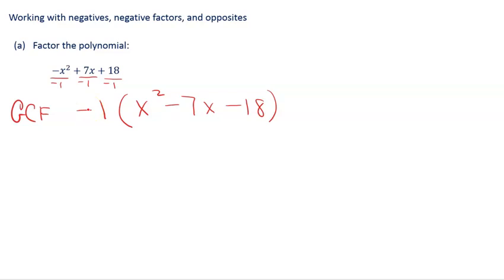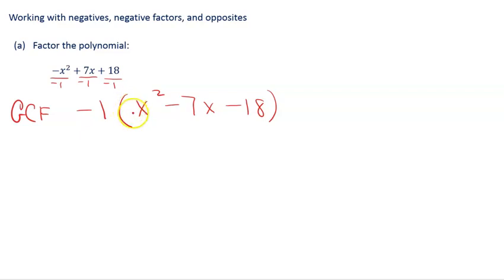Now, y'all, the basic thing that happens is when you factor out a negative, all the signs change. Look, it's a negative x squared, positive 7x, positive 18 to start with. When we pull that negative out, now it's positive x squared, negative 7x, minus 18. Notice all three signs changed. Okay, now you do your normal factoring techniques.